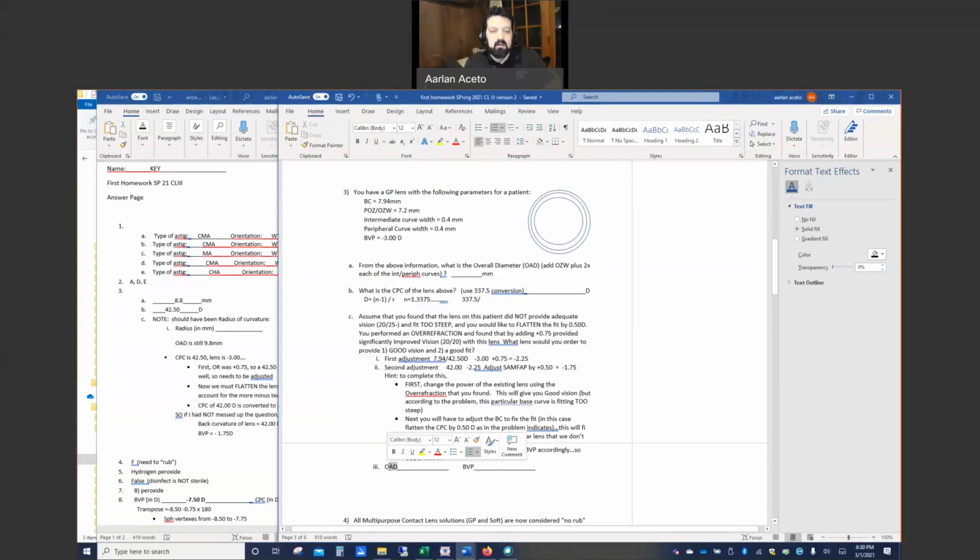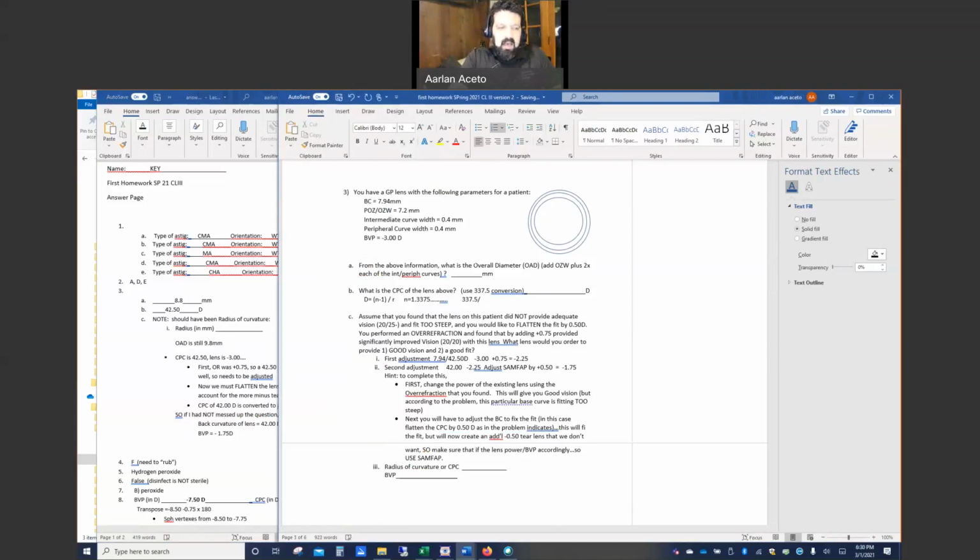What I wanted here was the radius of curvature or the CPC, and that would have been 42 for the CPC, because that's the lens that fits well. But if we converted back to millimeters, it would have been 337.5 divided by 42, which should be 8.03. And that's what I was looking for. So if you gave me that and you knew it, you got credit. If you gave me the overall diameter, because that's what I asked for mistakenly, you would have gotten it. And in this case, the -175.